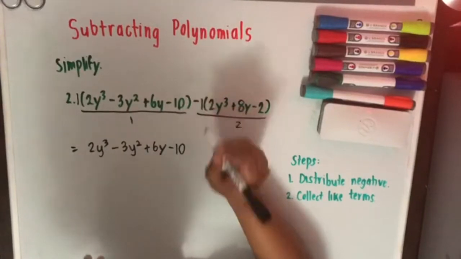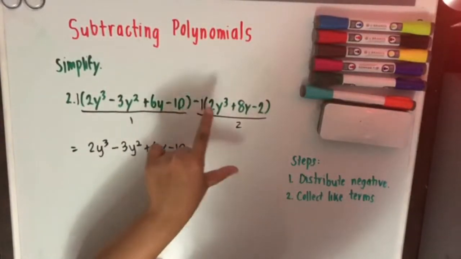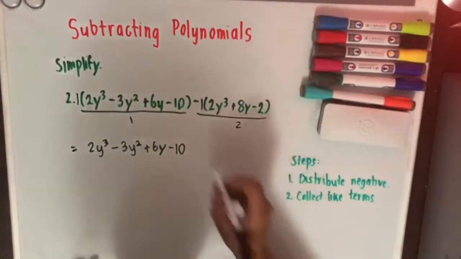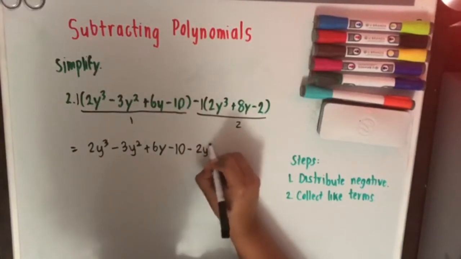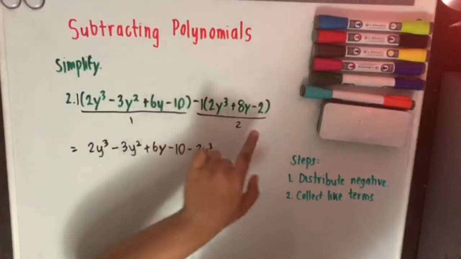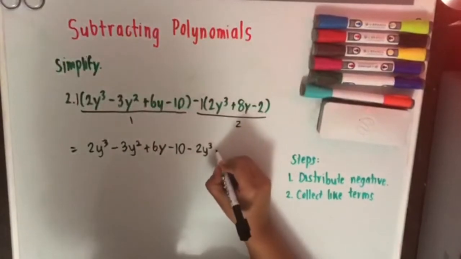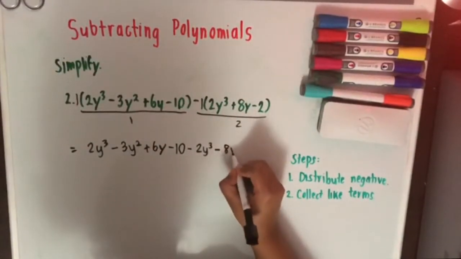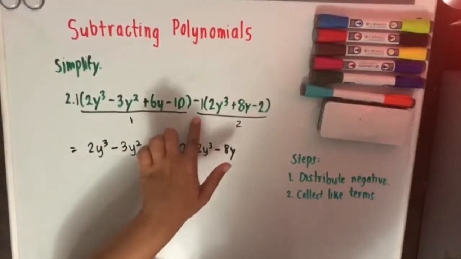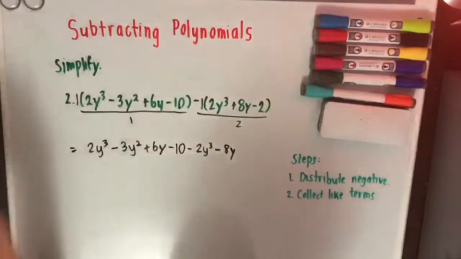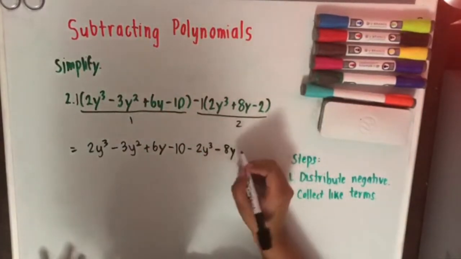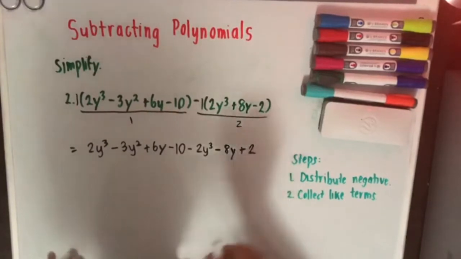So second part, we will put our invisible 1 there. So negative 1 times 2y cubed, negative 2y cubed, negative 1 times 8y, negative 8y, and negative 1 times negative 2, a negative and a negative will be a positive, so positive 2.